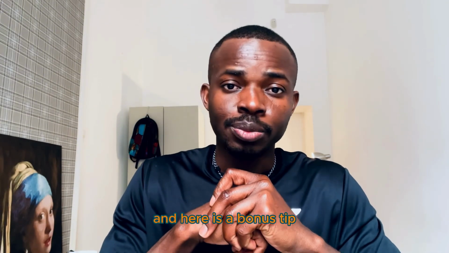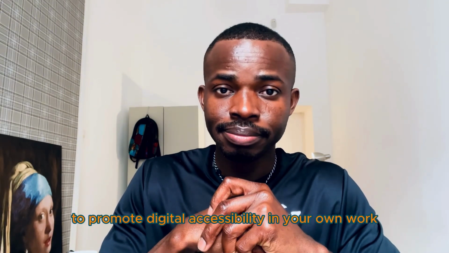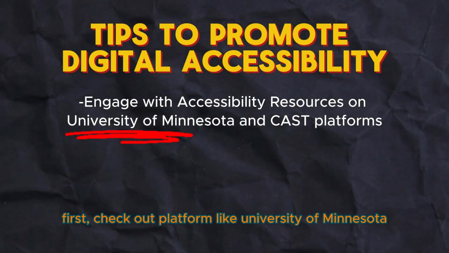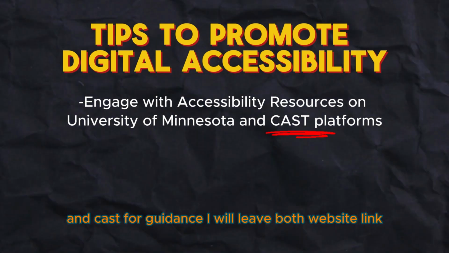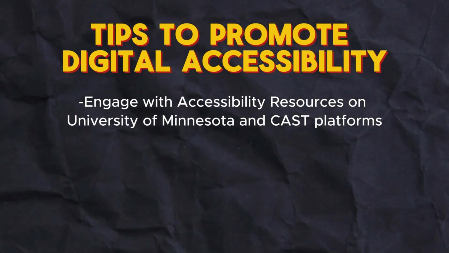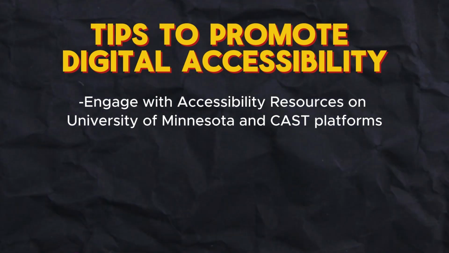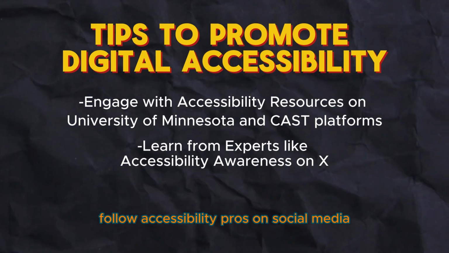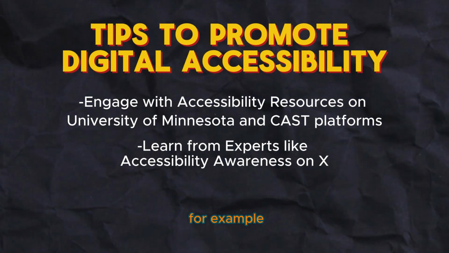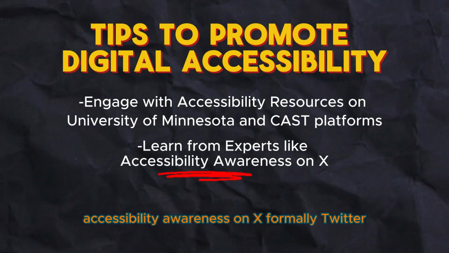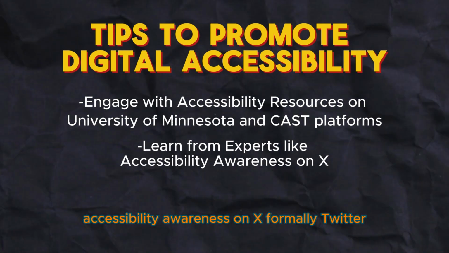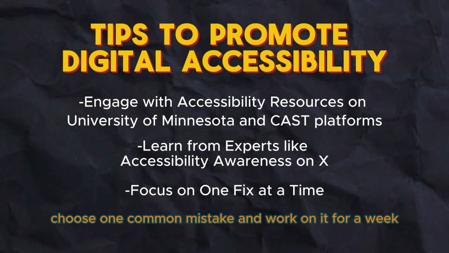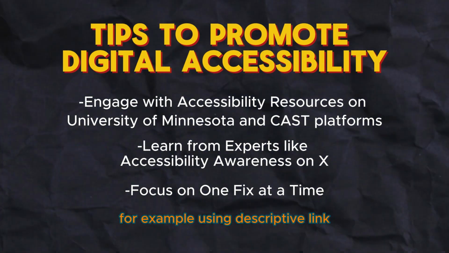And here is a bonus tip to promote digital accessibility in your own work. First, check out platforms like University of Minnesota and CAST for guidance. I will leave both website links in the description section of this video. Second, follow accessibility pros on social media and turn on notifications. For example, Accessibility Awareness on X, formerly Twitter. Next, choose one common mistake and work on it for a week. For example, using descriptive links.